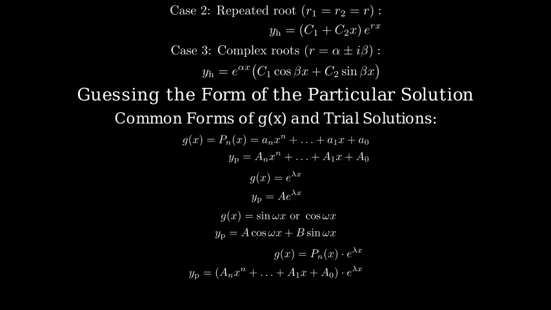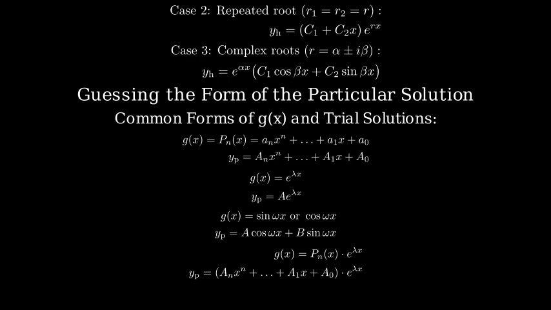But there's an important consideration. If our trial form for y_p contains terms that already appear in the homogeneous solution, y_h, we need to modify our guess. The rule is, if the trial form overlaps with y_h, multiply by x enough times until the result is linearly independent from y_h.